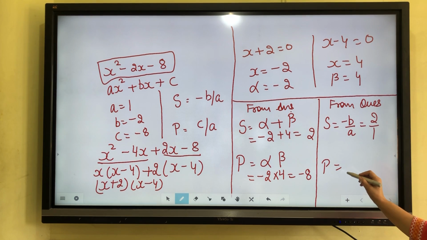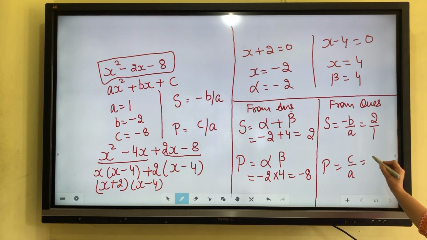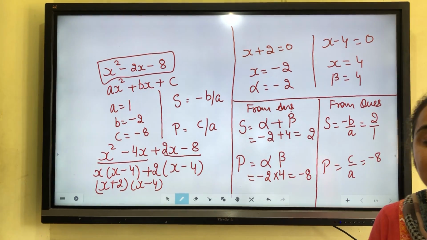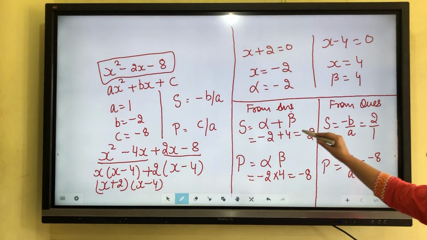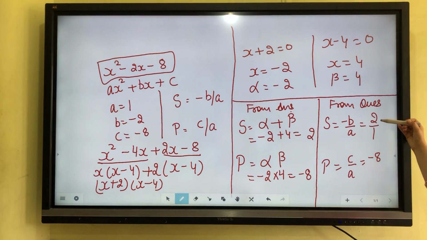Now, the second part is the product. What is the value of the product? That is c upon a from the question. What is the value of c? That is minus 8 upon 1, and this product is equal to the product of the answer. Hence, we are able to verify that the results of sum and product from the question are similar to the results of sum and product from the answer.